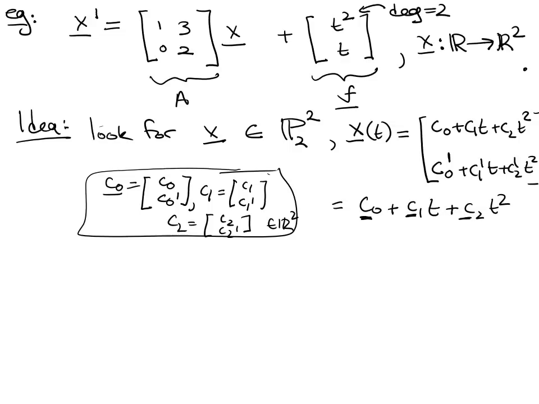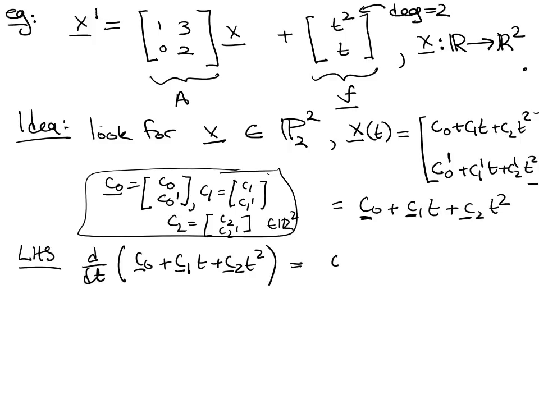Okay, so let's just write down what's happening. So the left-hand side of the equation is what you get when you differentiate x. So that's just going to be d by dt of this c0 plus c1t plus c2t squared, which is, so the constant term goes away, the linear term just becomes c1. So you get this. Now what about the right hand side?